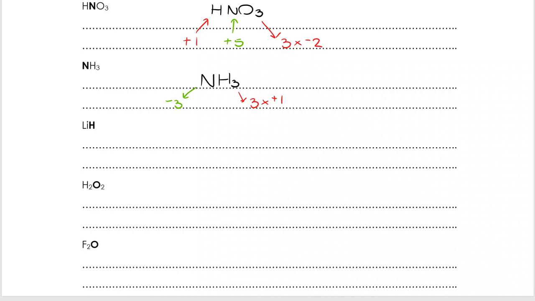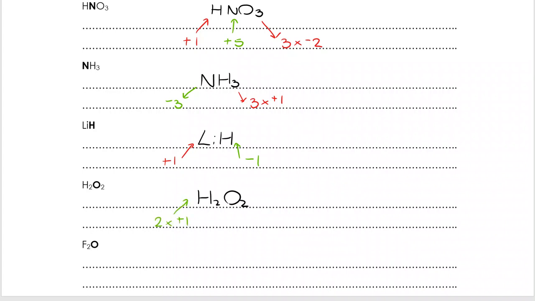The next one, we've got to remember one of the exception rules, because group 1 is always +1. And that means that the hydrogen in this circumstance must be -1. It says in the rules that hydrogen is +1 except in a metal hydride, and that's what we're seeing here.